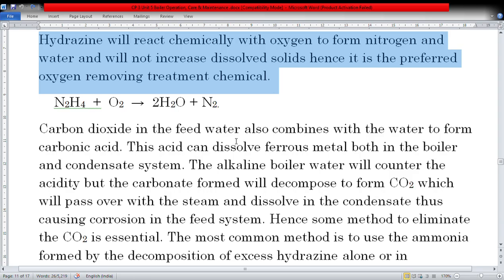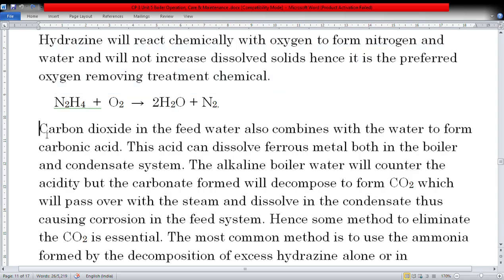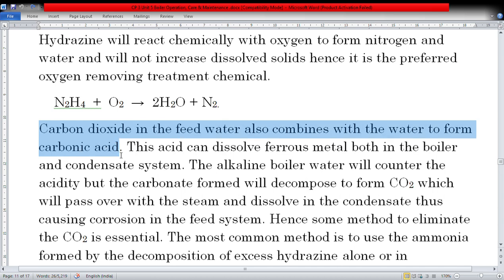Carbon dioxide in the feed water system also combines with water to form carbonic acid. Now what will happen? This acid will dissolve ferrous metal both in the boiler and condensate system. The alkaline boiler water will counter the acidity, but the carbonate formed will decompose to form CO2, which will pass over with the steam and dissolve in the condensate, thus causing corrosion in the feed system. Hence, some method to eliminate the CO2 is essential.